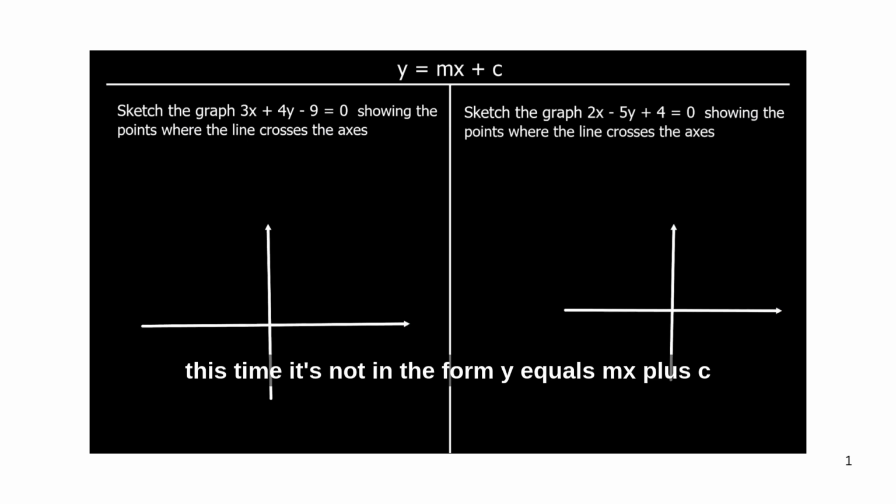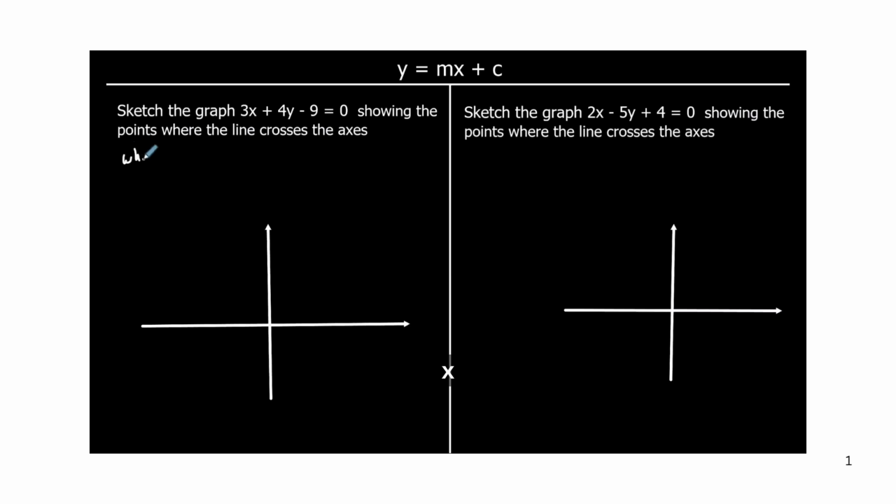So this time it's not in the form y equals mx plus c, so it might be harder to do. We can still do crosses y when x equals 0, crosses x when y equals 0, and draw a line from there. Or we could rearrange it into the form y equals mx plus c first, which might make it easier. I'll just do crosses y when x equals 0.